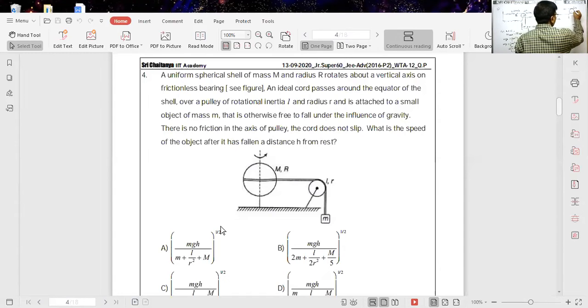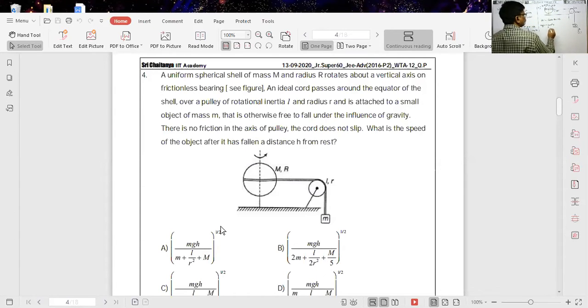here at this point of contact, if v is the velocity as it comes down, at this instant this is also velocity v along the tangential direction. That is, v is equal to small r into omega. With whatever speed this point of contact moves, the string moves in this direction with the same speed v only. But here the radius is capital R. That's why v is equal to capital R into omega here.